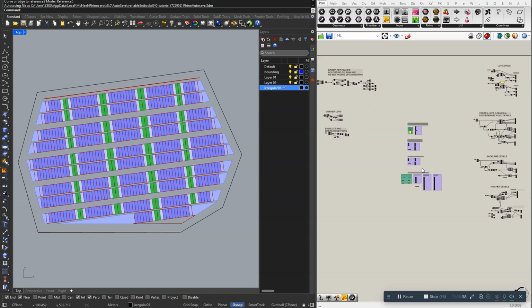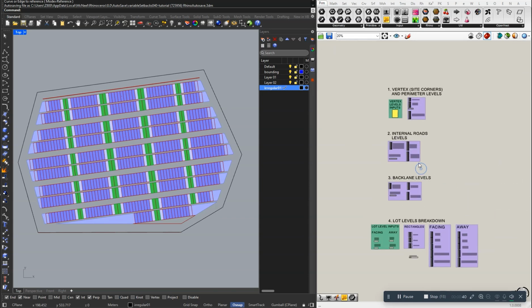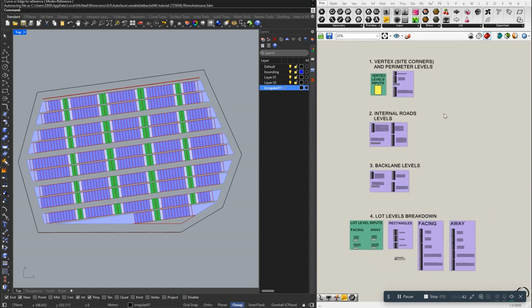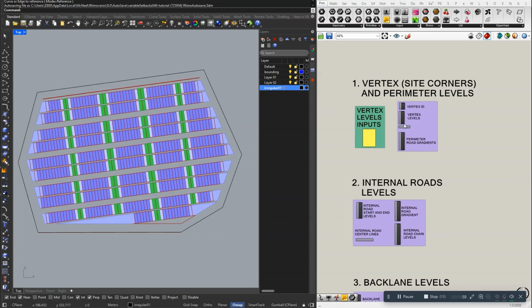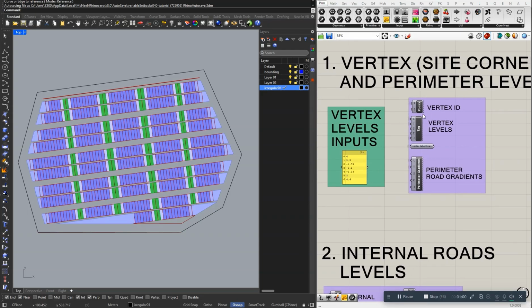So pan to the right and zoom into this area. These are all the controls for SmartGrader. The purple ones are display controls and the green ones are inputs. We'll start with the vertex side corner levels.